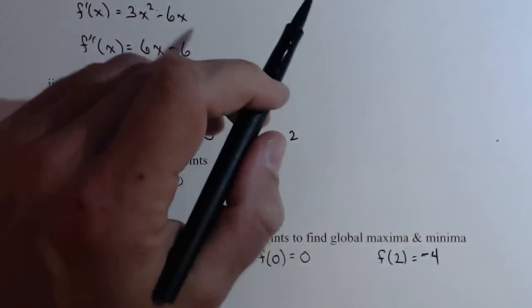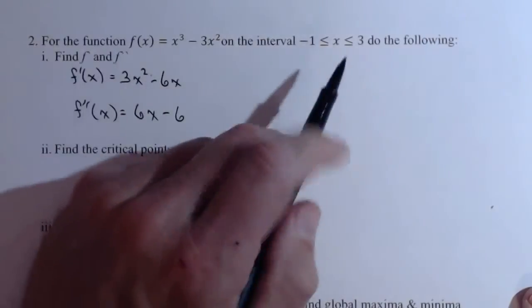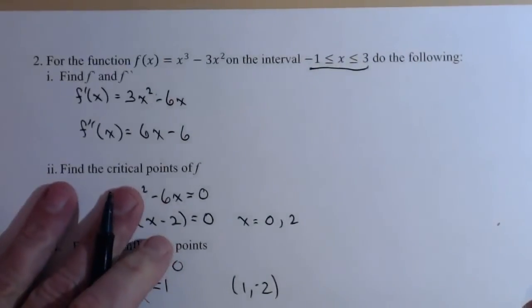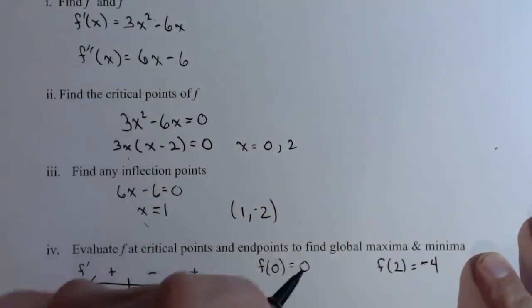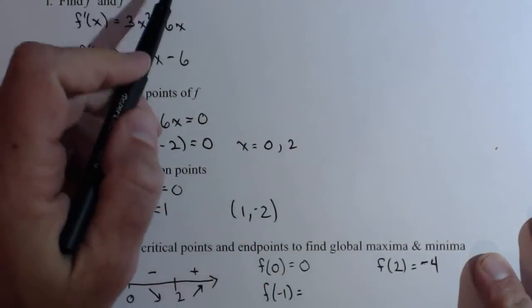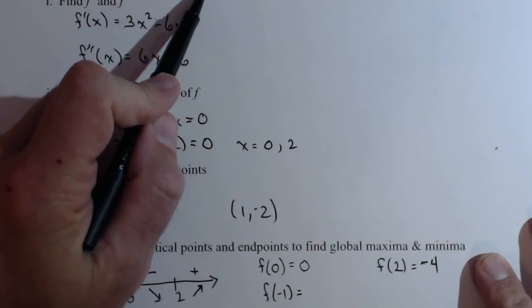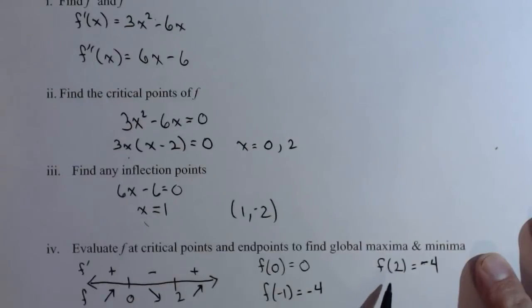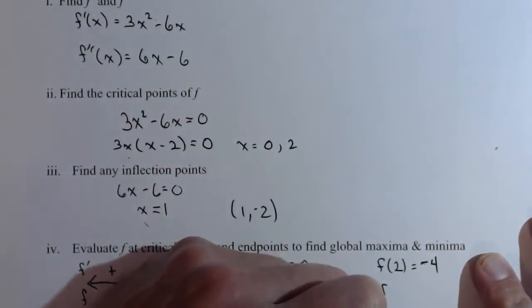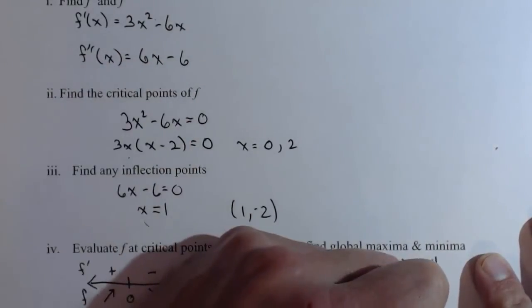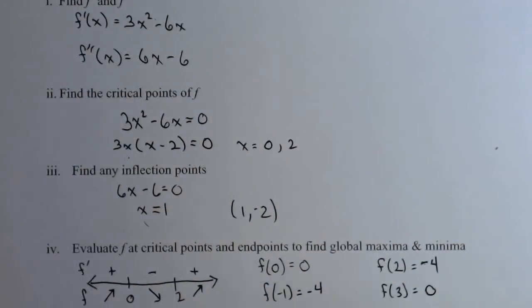Now we want the global max and the global min. We're guaranteed to have those because if you remember, we were on a closed interval. So we also need to check f of -1 and f of 3 to find our global max and our global min. So f of -1 gives us -1 minus 3, which is -4. And at our other endpoint 3, f of 3, we have 27 minus 27, which is 0. So, kind of an interesting case here.